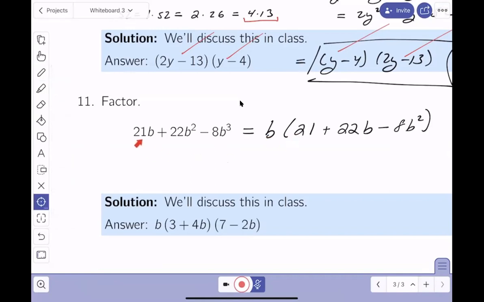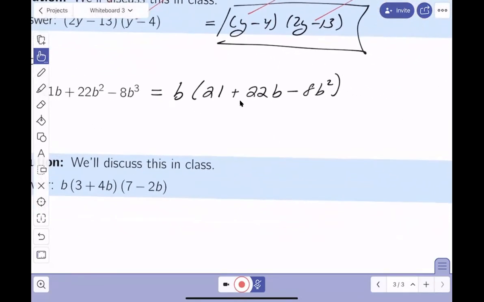B times 21 is 21B. B times 22B is 22B squared. B times minus 8B squared is minus 8B cubed. By the way, that could be the answer. You factored it, right? However, I think there might be something else to do. And I'm going to claim over here, maybe I can't do it, but I'm willing to try.